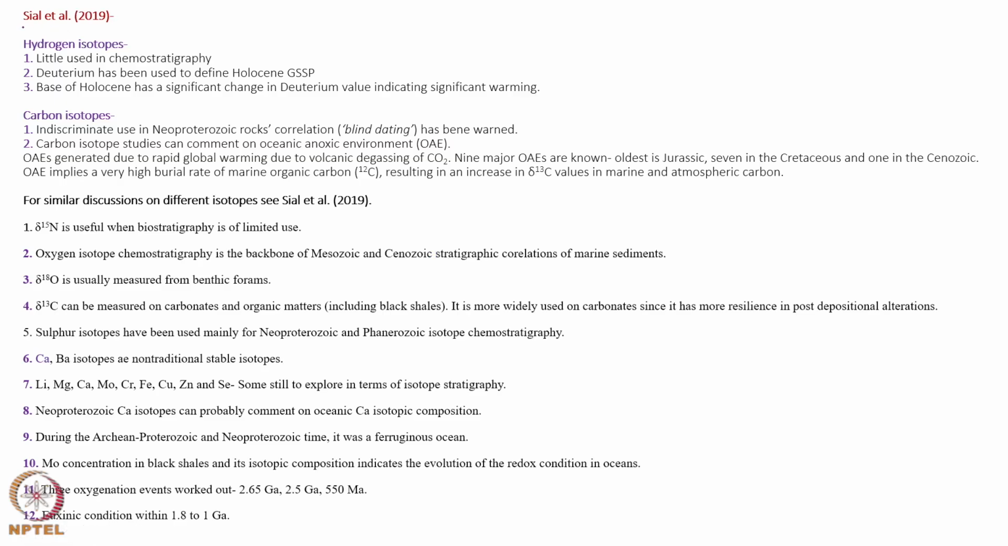In chemostratigraphic studies, one needs to look at the different isotopes and salient points. I am not going to cover each and every isotope. Let us look at a few of them. Hydrogen isotopes are little used in chemostratigraphy. The deuterium has been used to define the Holocene GSSP. The base of the Holocene has a significant change in the deuterium value, indicating significant warming.